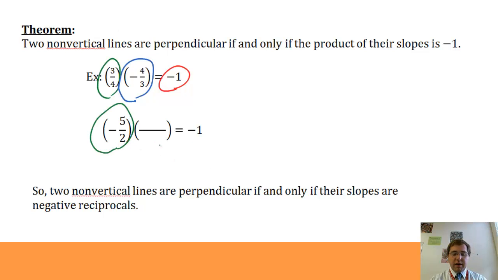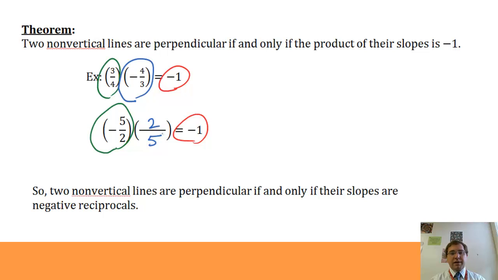What do I need to multiply -5/2 by in order to get -1? Well, if I need to get a negative, then the number I'm multiplying by must be positive, because I already have the negative, so it needs to be positive. And if I want it to reduce properly, I need to put a 2 on the top, so it cancels with the 2 on the bottom of the first fraction, and put a 5 on the bottom, so it cancels with the 5 on the top of the first fraction.